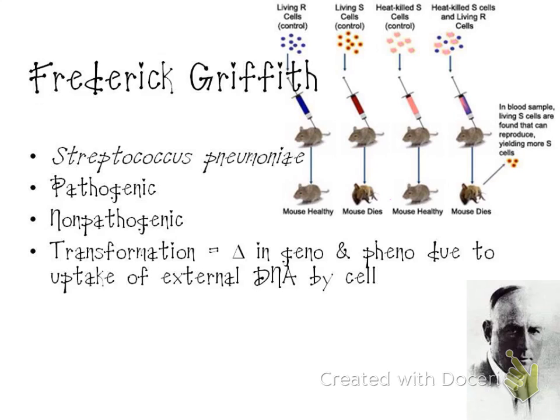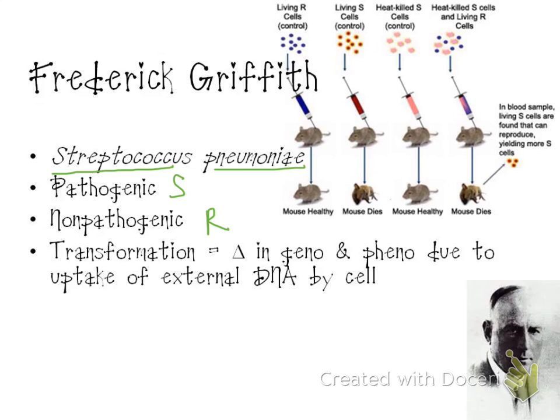He was trying to find a vaccine for pneumonia, and the bacteria that causes that is Streptococcus pneumoniae. Notice it is italicized because it's typed. So he's trying to find this vaccine, and he finds that there were two strains: the rough strain, which is non-pathogenic, and the smooth, which is pathogenic. It looks smooth because it has a capsule, which usually means it's pathogenic.